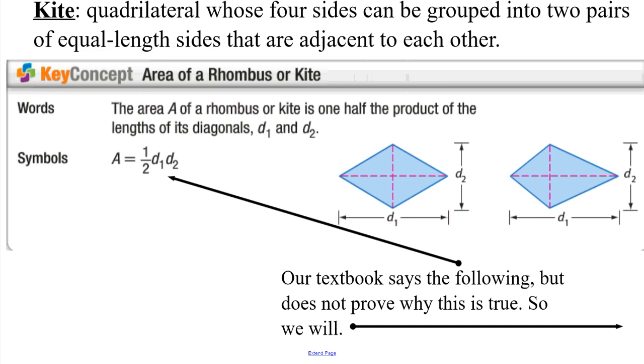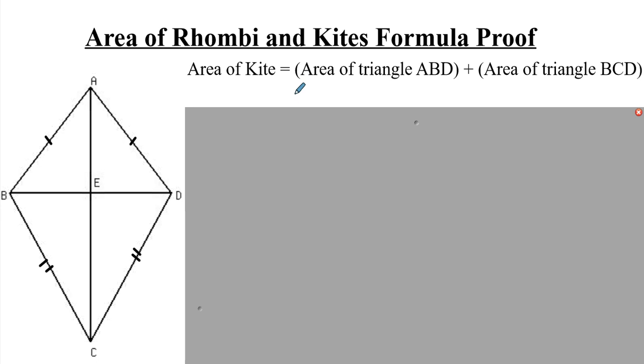Our textbook just shares the following and doesn't prove why this is true, so I'm going to share the proof with you, because next year in geometry you're going to prove a ton of different things. So here's the proof for that, because that seems like a really strange formula. Here's the proof for it. So the area of the kite has to be equal to, so here's the entire kite, has to be equal to the area of triangle ABD plus the area of triangle BCD.